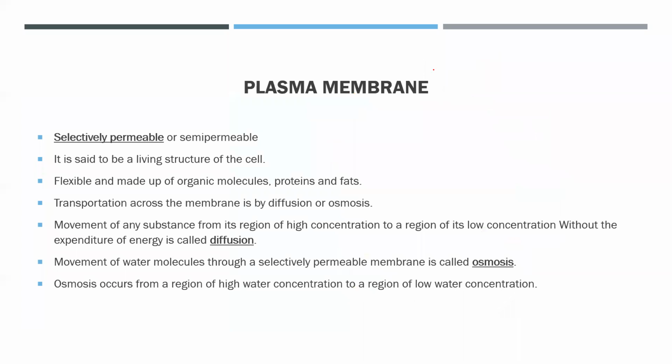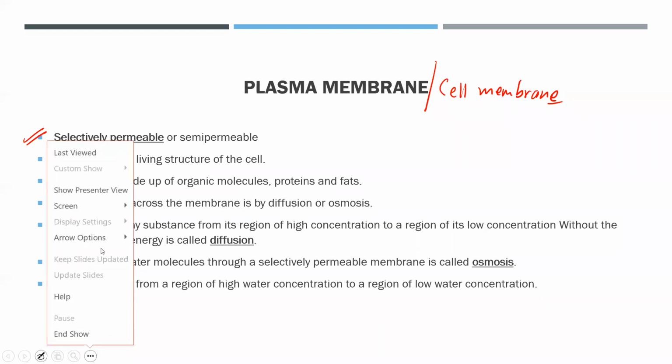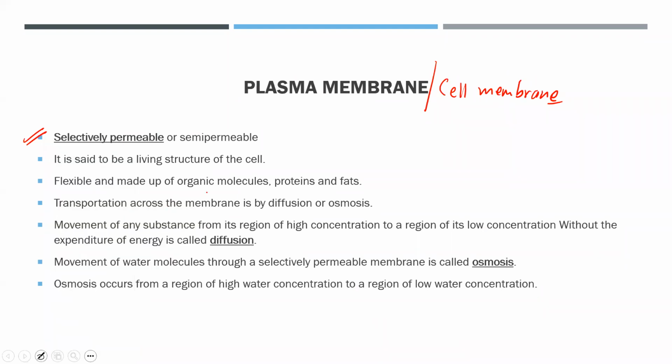The plasma membrane, we can also call it the cell membrane. So plasma membrane and cell membrane are the same thing. Now, the first point is that it is selectively permeable or semi-permeable. What does it mean? It means that it is the outermost layer.